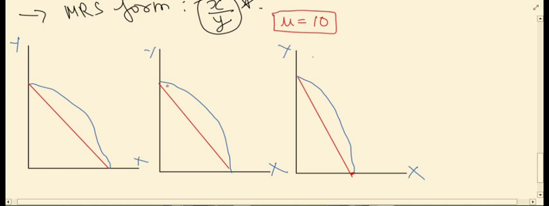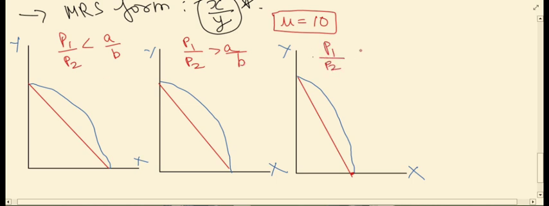Okay. Now let the budget line be flatter than our red line. Okay. Now basically we have of the form a by b similar to the max utility function p1 by p2. Let it be greater than a by b, and p1 by p2, let that be equal to a by b. Okay. Now let's draw the budget lines corresponding to our conditions.